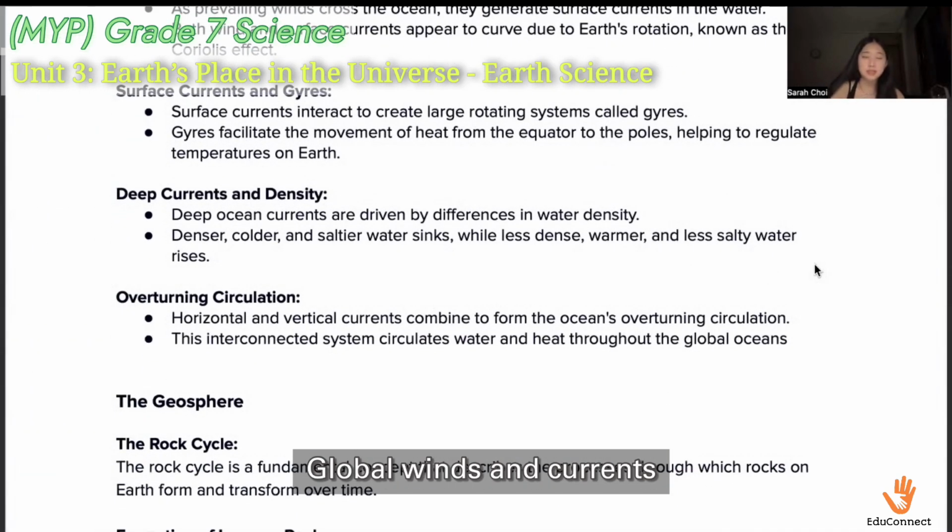Deep currents and density. Deep ocean currents are driven by differences in water density, and denser, colder, and saltier water sinks, while less dense, warmer, and less salty water rises. Overturning circulation. Horizontal and vertical currents combine to form the ocean's overturning circulation, and this interconnected system circulates water and heat throughout global oceans.